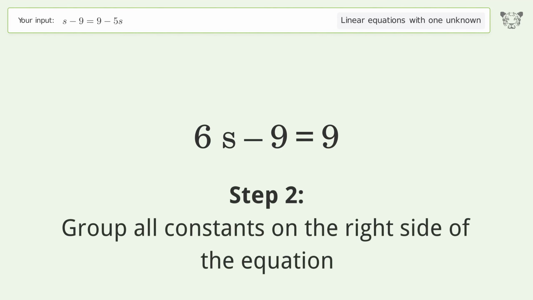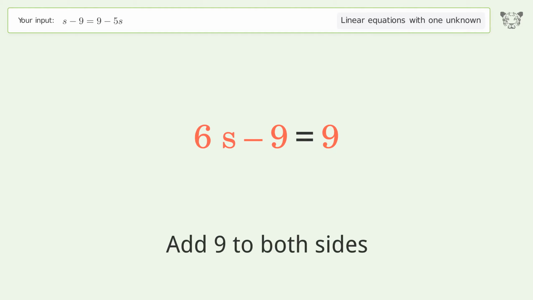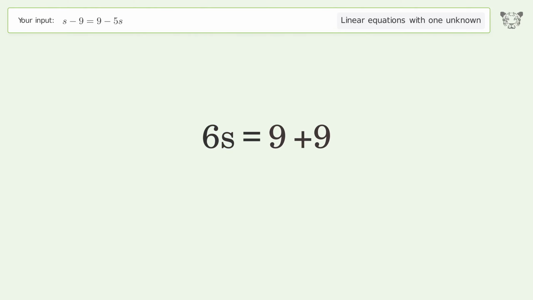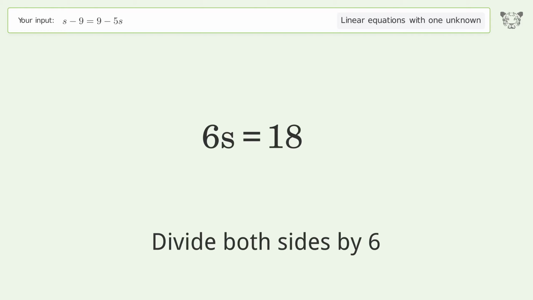Group all constants on the right side of the equation. Add 9 to both sides. Simplify the arithmetic. Isolate the s. Divide both sides by 6.